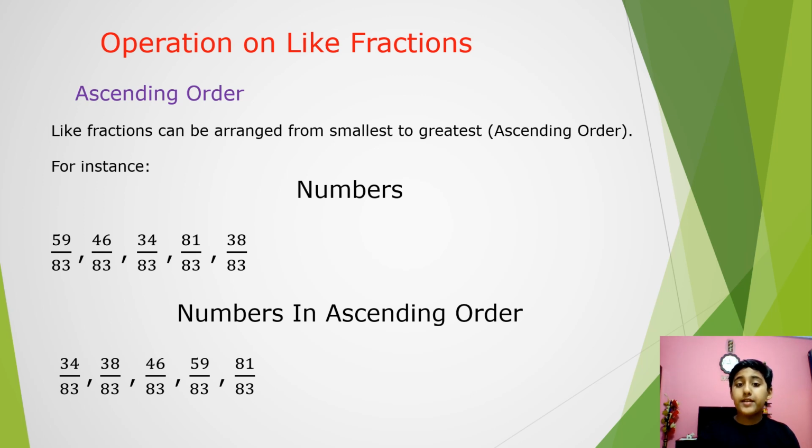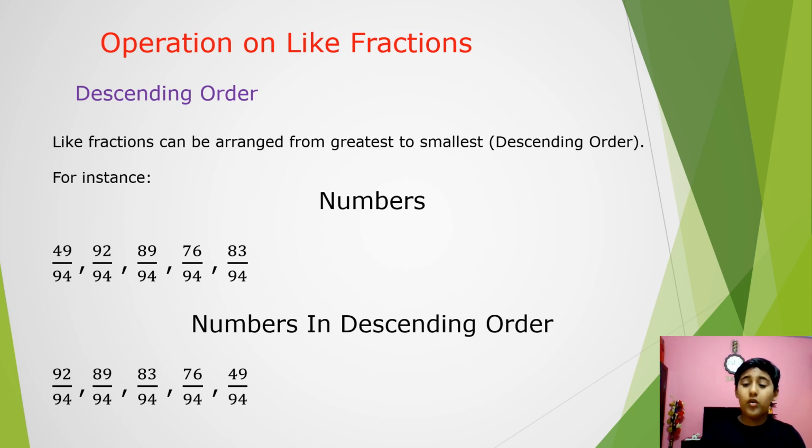So if we put these numbers in ascending order, the smallest number in all of the numerators is 34. Next we have 38, and then we have 46, then we have 59, and then we have 81. As you can see here, the denominator doesn't change, only the numerators. Whether the fraction is small or big only depends on the numerator, not the denominator.